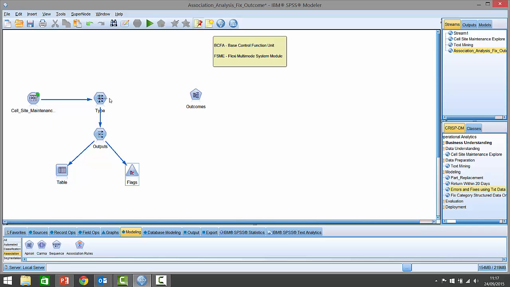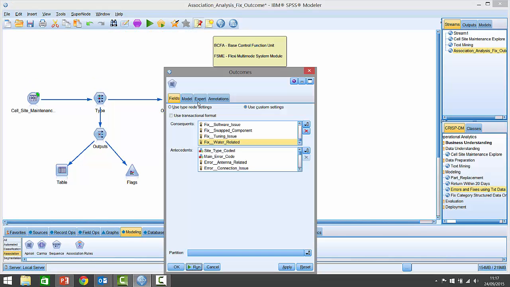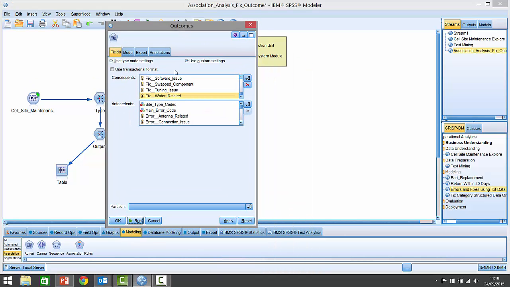So if I connect this up to the algorithm, you'll see here I've just called it outcomes. If I right click and browse it, you'll see that here are the things we are trying to predict. These are called the consequence. These are all the things that we've mined from the text of the engineer, whether or not it was antenna related or BCFA or battery related. And here are all the potential inputs, the site type, the main error code, and also the stuff we've text mined from the error message. So whether or not it was antenna related or cooling related. We've got a bunch of different fields we can put in here.